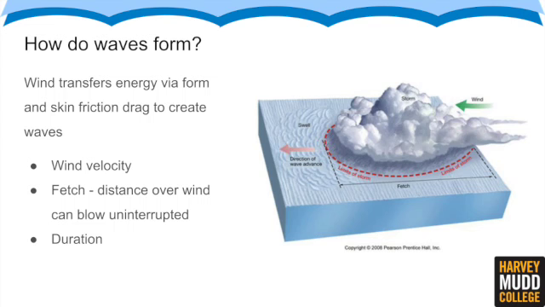Next, we want to ask, how exactly do waves form? So wind transfers energy via form and skin friction drag to create waves. So it's all basically a transfer of energy through drag. And so this is a function of three things. First, wind velocity. Second is fetch, which is kind of a unique concept, but it's the distance over which wind can blow uninterrupted. And the last thing is duration. So obviously, if you can have your wind blowing for a longer period of time, even if it's slower, you can transfer more energy.